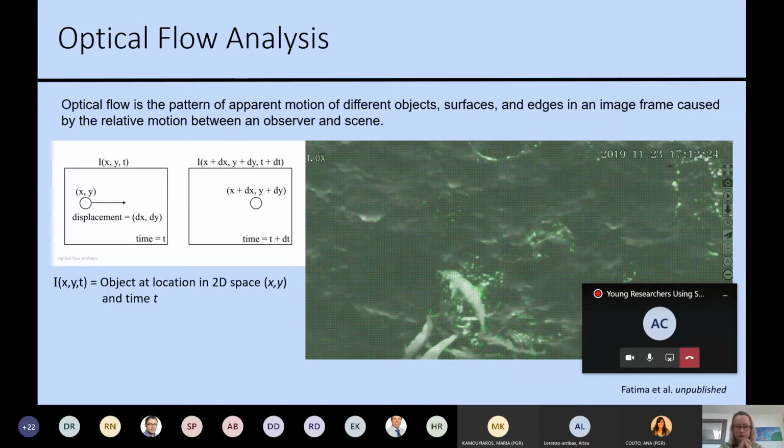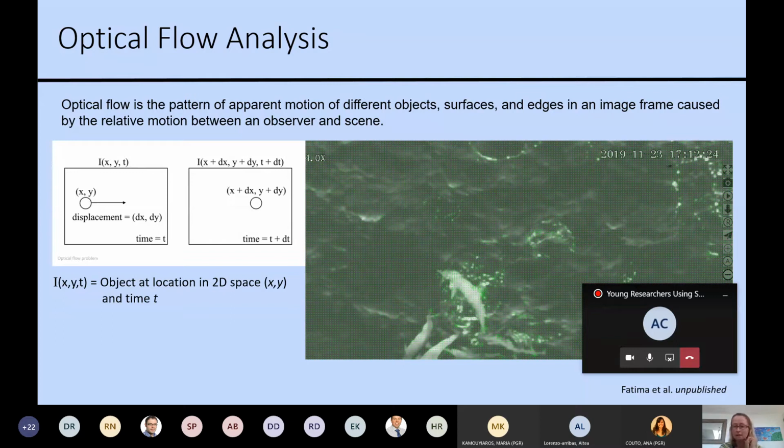So let's look at how this works for us. In the left diagram, you see how this is done. The circle in the left graph shows you the outline of an object that's at X and Y at time t. Between the first frame and the second frame, a certain amount of time passes and this object moves, and this displacement in space is measured in pixels.